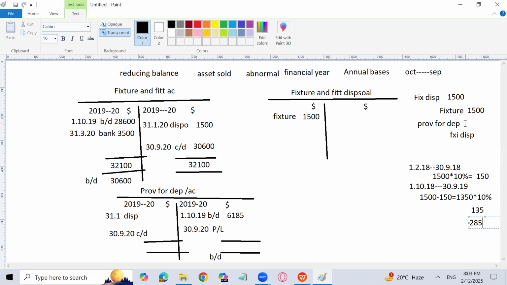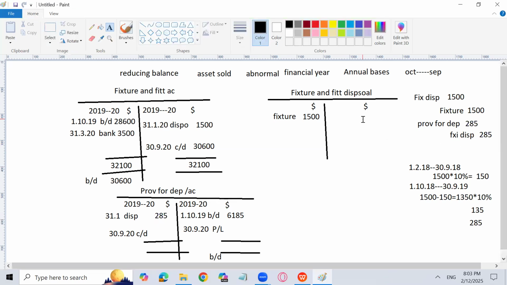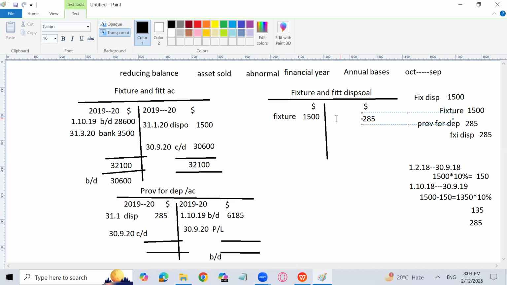I will pass the entry with the total depreciation on the asset sold from the date of purchase till the date of sale: provision for depreciation debit, and fixture disposal credit. Now you can see that provision for depreciation is going to be debited with 285. I will write here, because of disposal on 31st January, date of sale, and fixture disposal is going to be credited with 285 because of provision for depreciation. Obviously, a two-way effect will be there.